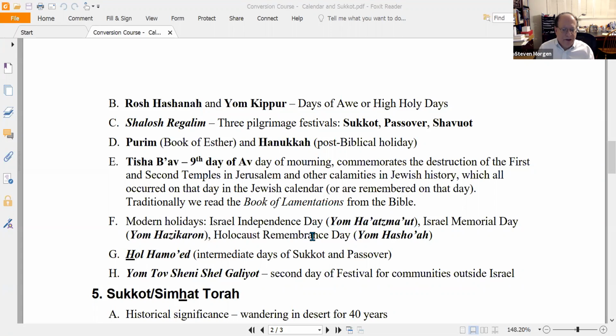And then the other day that's added to the Jewish calendar in the 20th century was Holocaust Memorial Day, Yom HaShoah. Shoah means disaster. We can talk about that more when I have one class session on anti-Semitism. I don't specifically talk about the Holocaust. Some Jews do not like the term Holocaust because it literally means a burnt offering.